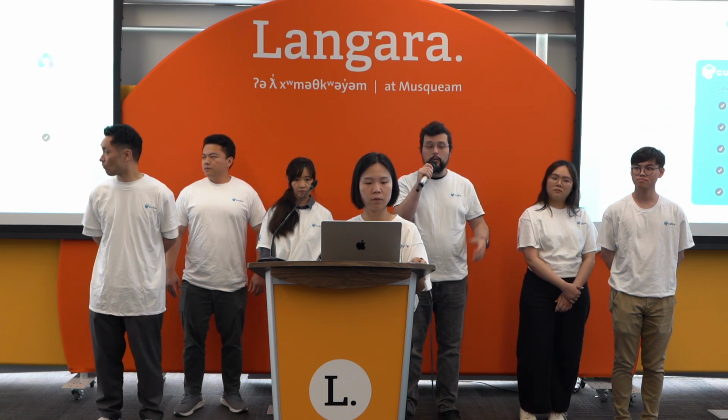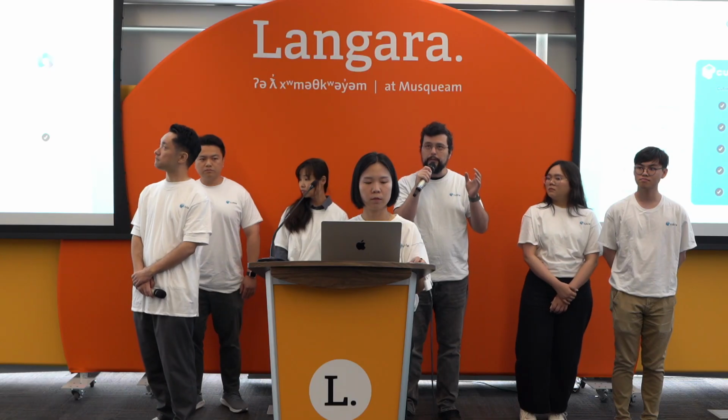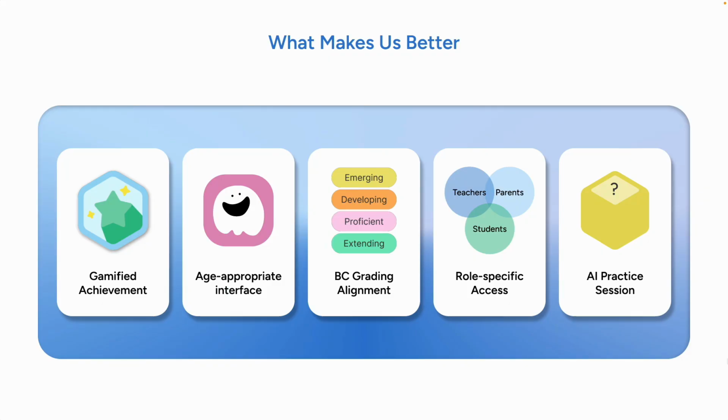Even though we have a large number of competitors, Cubie is differentiating itself with a children-friendly interface and also an AI-powered practice system. Our gamified badges, children-friendly interface, role-play homepage, and AI practice are making us different from our competitors. And lastly, Cubie is 100% aligned with the BC grading rubric.